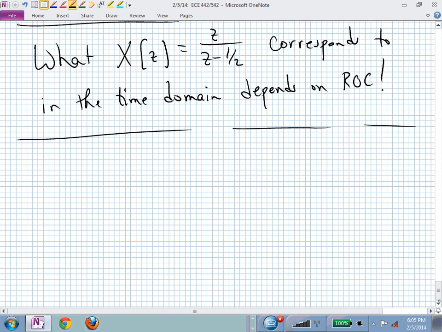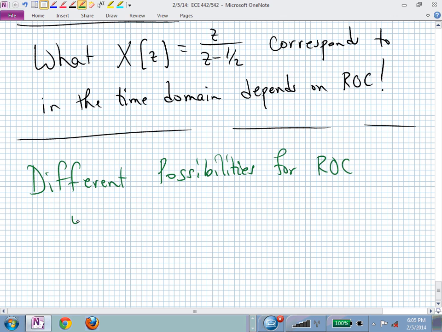Let's look at another situation. Let's step it up a little bit and look at what could possibly happen if we have two poles instead of just one. So let's look at different possibilities for the region of convergence when we have two poles.